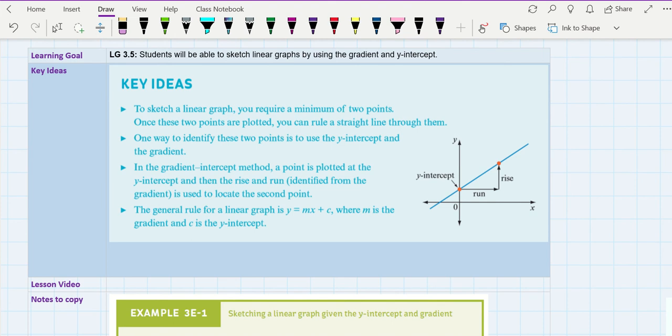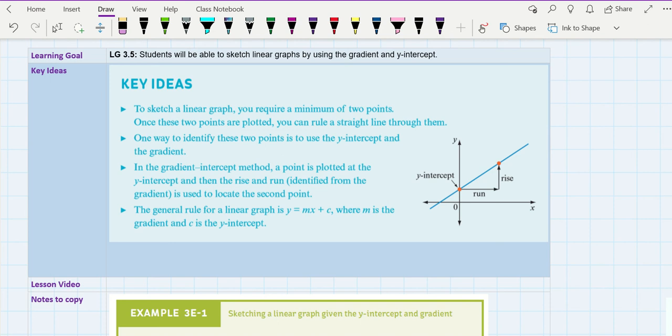Now the other one is the gradient. So if you know how far you go up for every number you go across, you've got the gradient as well. So this is our gradient intercept method. In the gradient intercept method, a point is plotted at the y-intercept, and then the rise and the run identified from the gradient can be used to locate the second point.